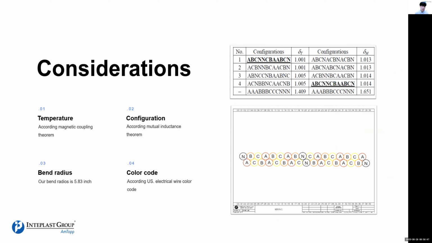You also need to consider the bend radius of each wire when drawing the picture. Our bus bar has 3-phase electricity, so the 3-phase electricity according to the US electrical wire color code must also be considered.